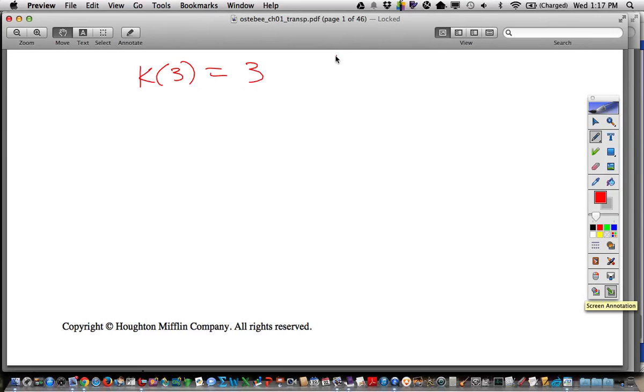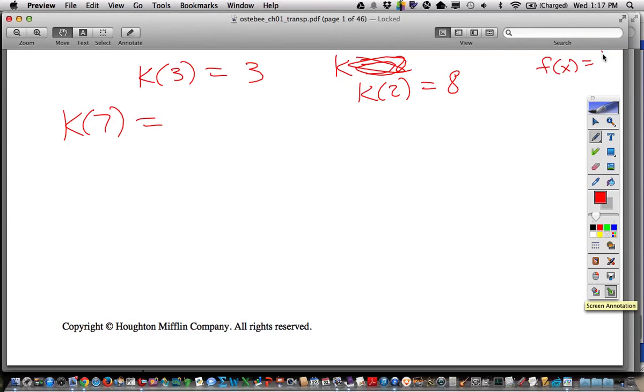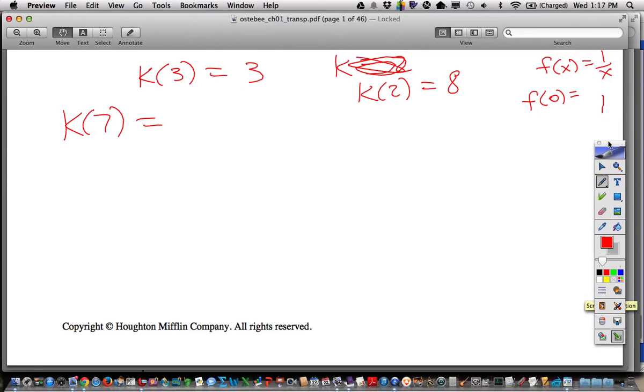What's k of 2? Oops. K of 2 is 8. What's k of 7? What do you say? Let me put it to you this way. If I give you a function, f of x equals 1 over x, and ask you to find f of 0, what do you say?